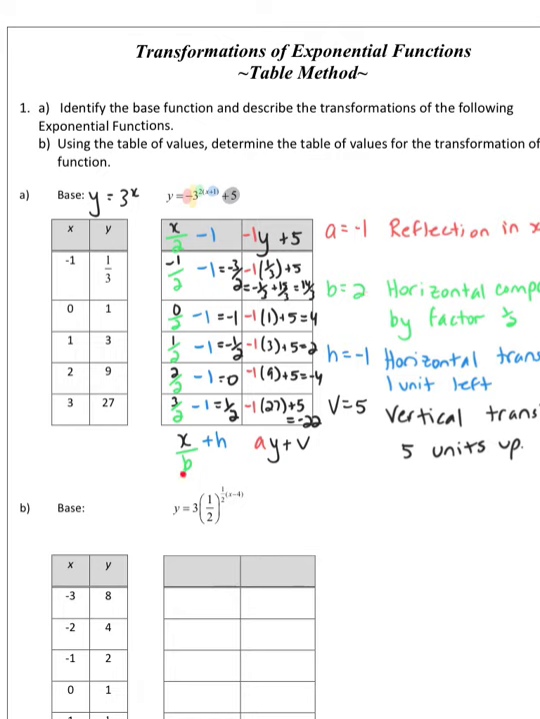So we're dividing by 2. And then we add h. And then for your y, you multiply it by a, and then add v. So this is in general what we are doing. And remember, to get full marks, you need to show these title headings.